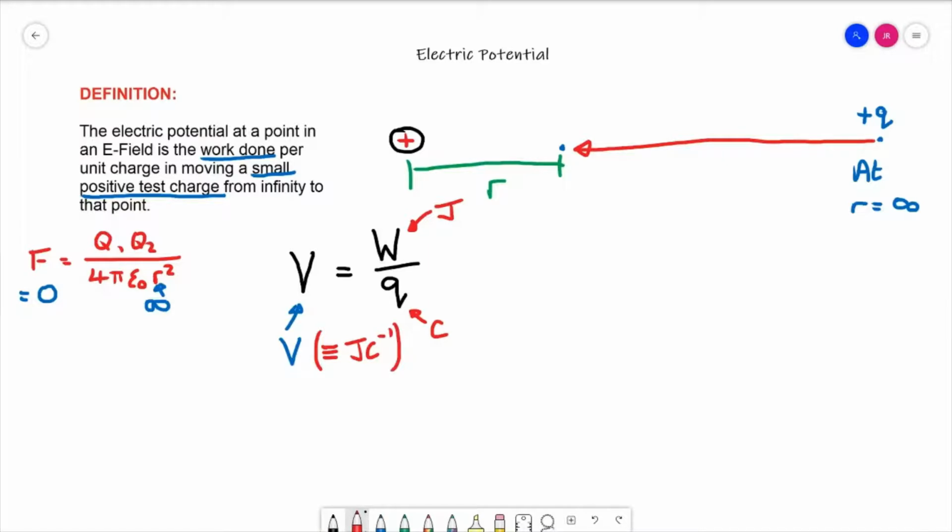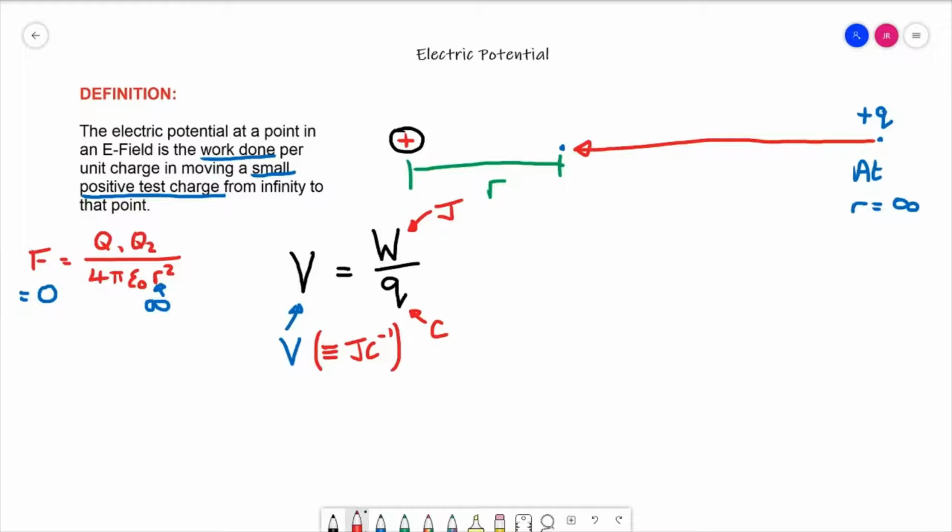Now that I've written the equation like that, V is equal to W over q, hopefully that won't be that much of a shock to you, because that looks very similar to the equation that you would have come up with and derived back in year 1 when you were looking at potential difference as far as circuits go.